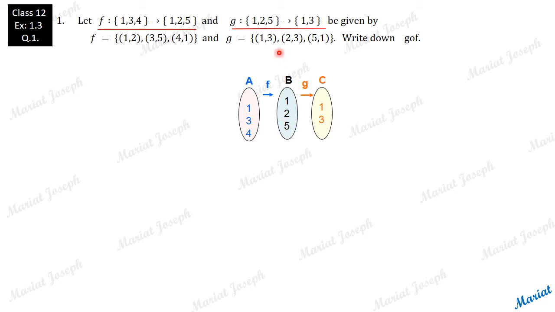And G is also given in the roster form. All ordered pairs are given. Which element is related to which element is given. No rule is given to us. G is given in the roster form, and F also is given in the roster form.